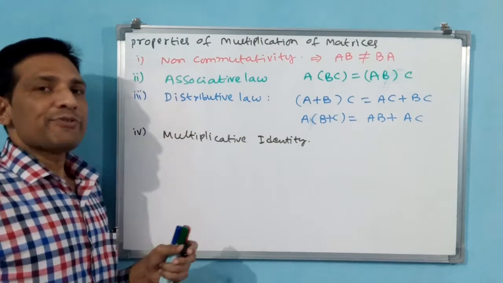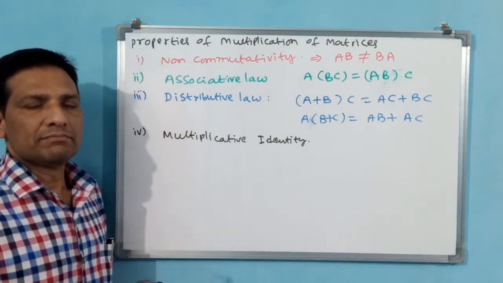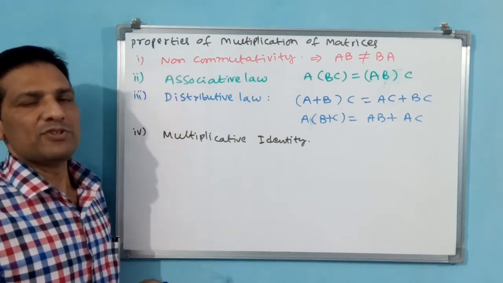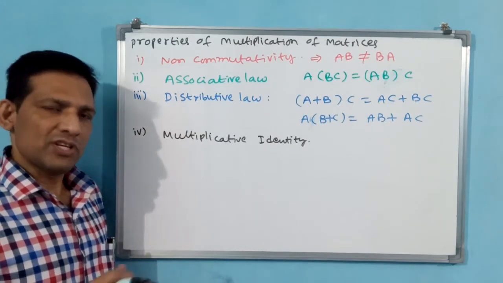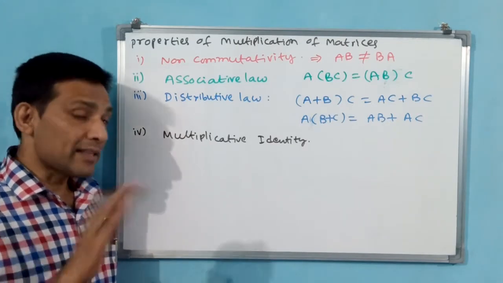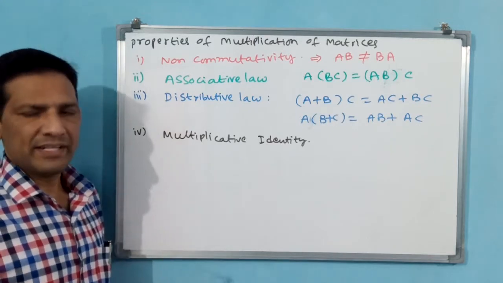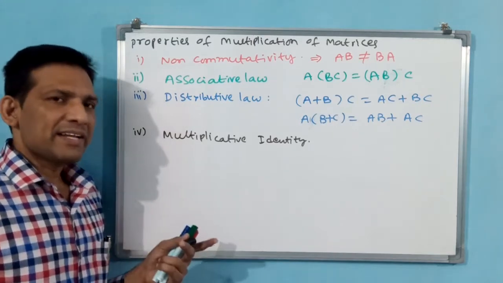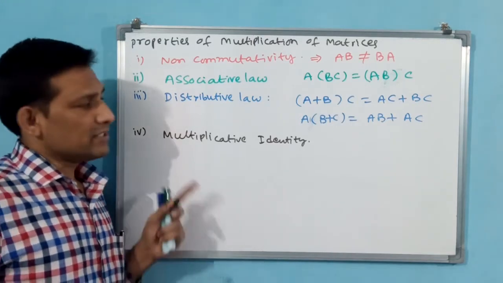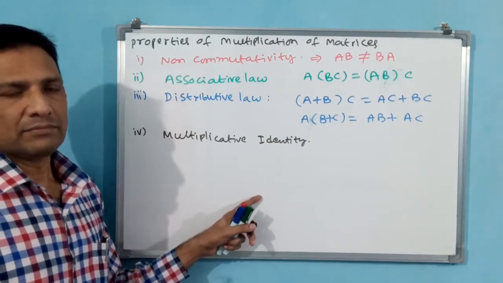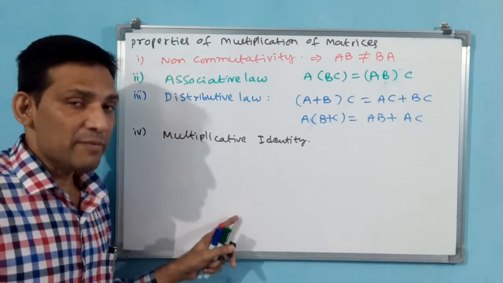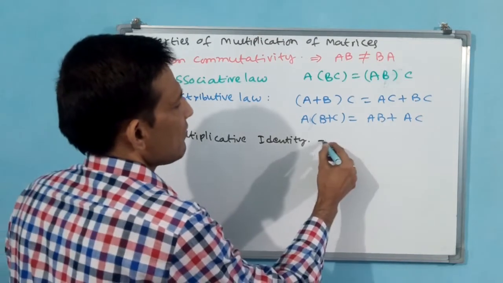Okay. Additive identity was O, 0. A plus 0 is equal to A, and 0 plus A is equal to A. If the same matrix comes with addition, that other matrix is called the additive identity. But if the same matrix comes with multiplication, then that other matrix is going to be called the identity.